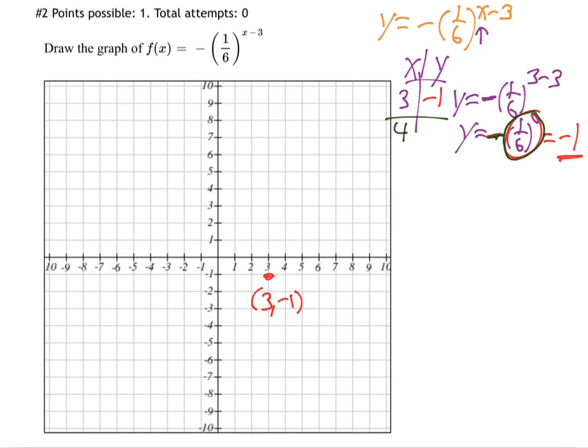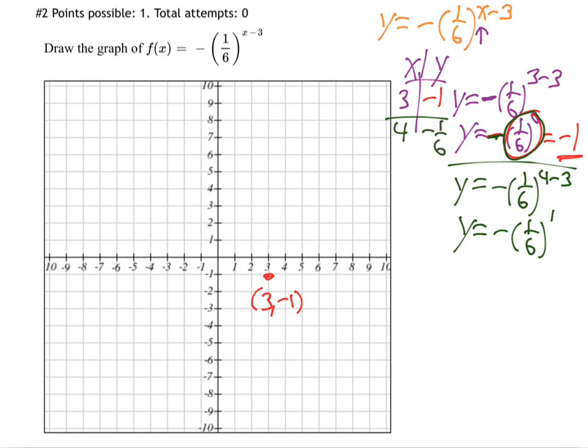Now let's plug in 4. And this becomes minus 1/6 to the 4 minus 3, which is 1. So that's just minus 1/6. So over 4 down a 1/6. That's a kind of difficult number to do. Over 4, how do you do down a 6? I don't think, we can estimate it right here, like that, over 4 down a 6. But you're not going to be able to do it with the graphing tools, because how are you going to do a minus a 6?